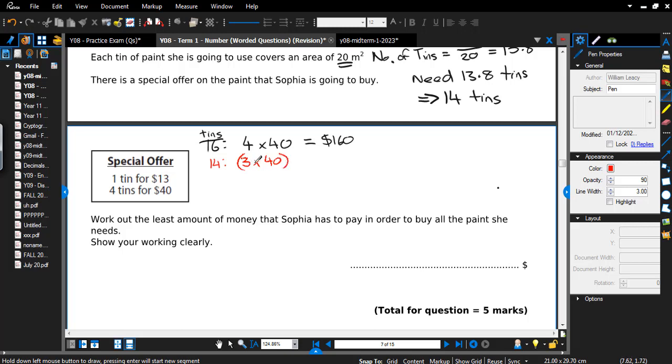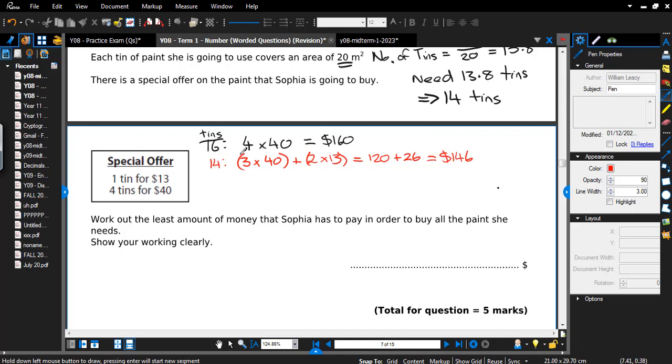Because that gives us 12 tins. Because for $40 we get 4 tins. So if we do 3 of this offer, we get that. Okay, plus 2 individual tins. Plus 2 times 13. Alright? Let's see what that gives us. Well, 3 times 40 is 120. And then 2 times 13 is 26. So that equals $146. Alright?